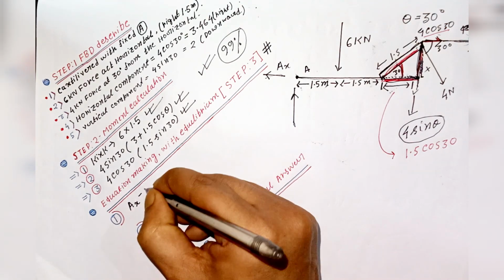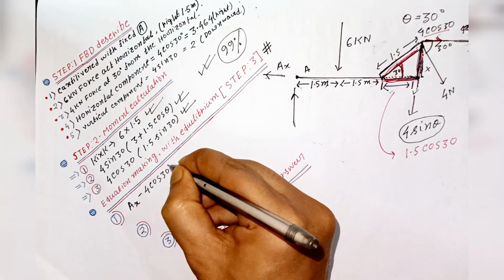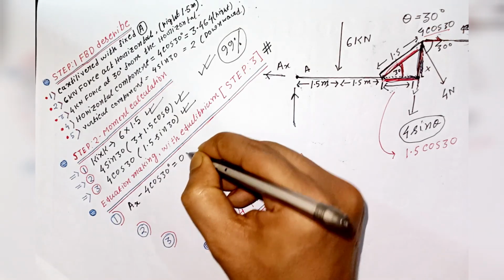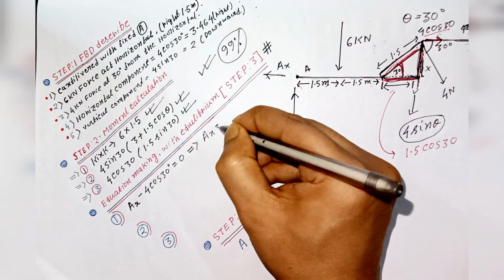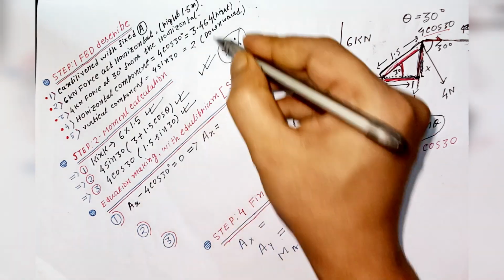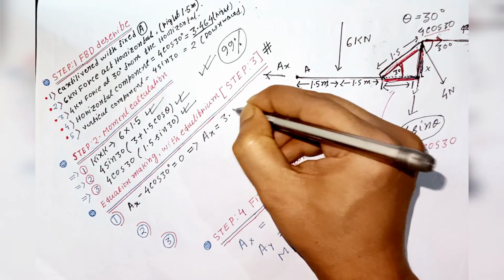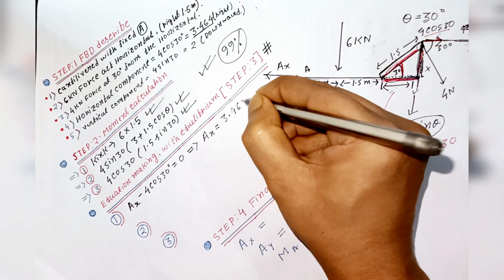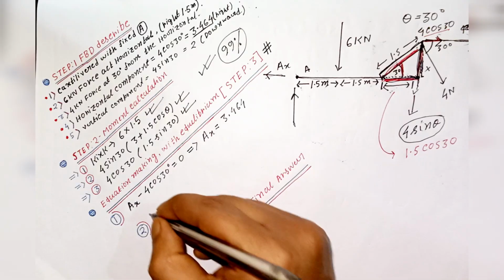Anything you can do it. So left hand side AX minus right hand side force 4 cos 30 equals 0 according to the equilibrium law. Then AX equals 4 cos 30. 4 cos 30 we already solved, 3.464 kilonewton. Very simple, very easy, no tension.